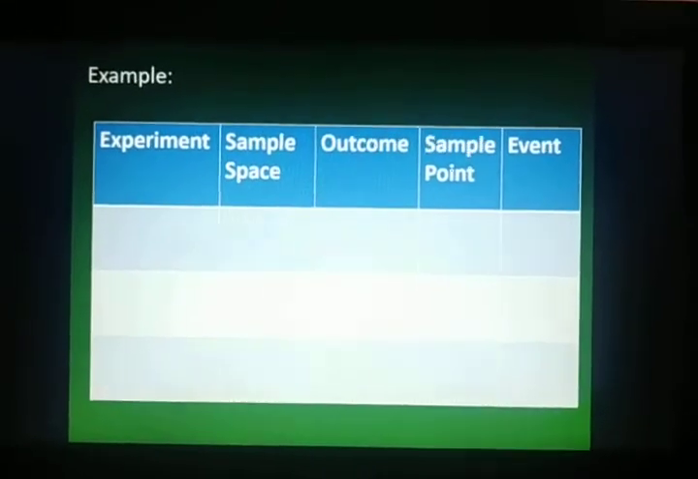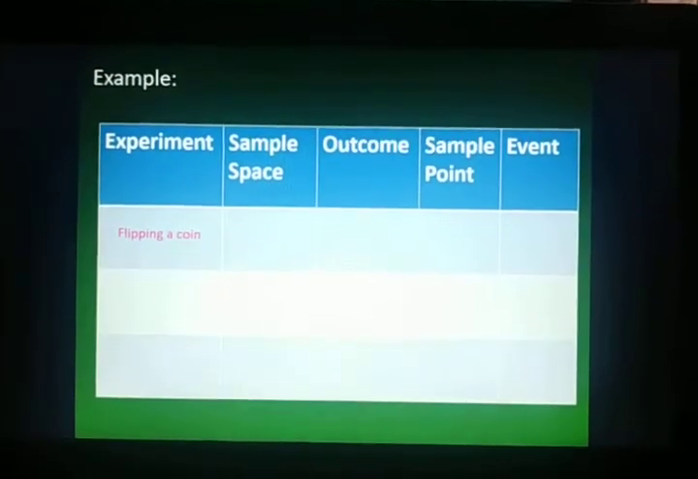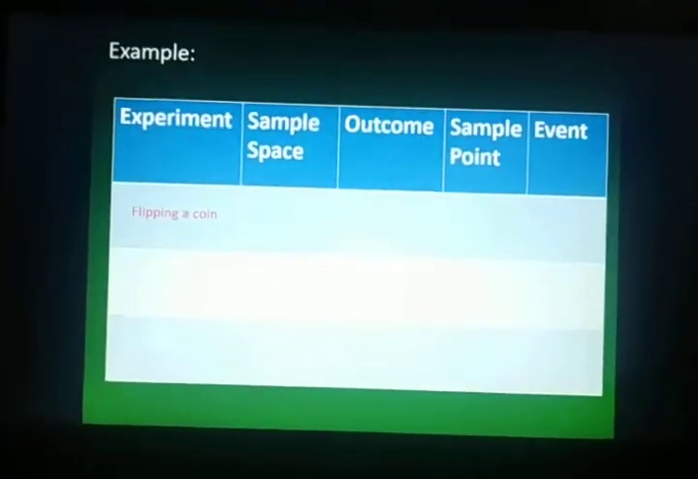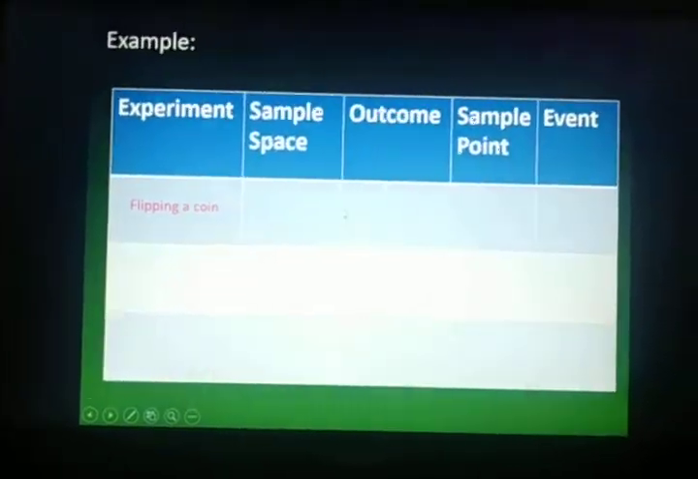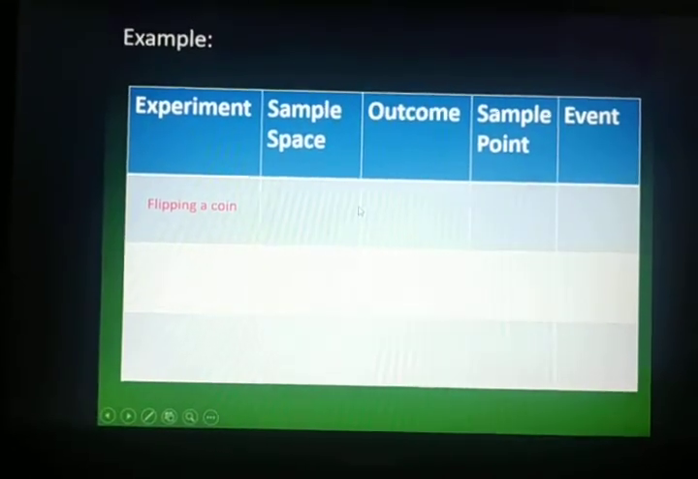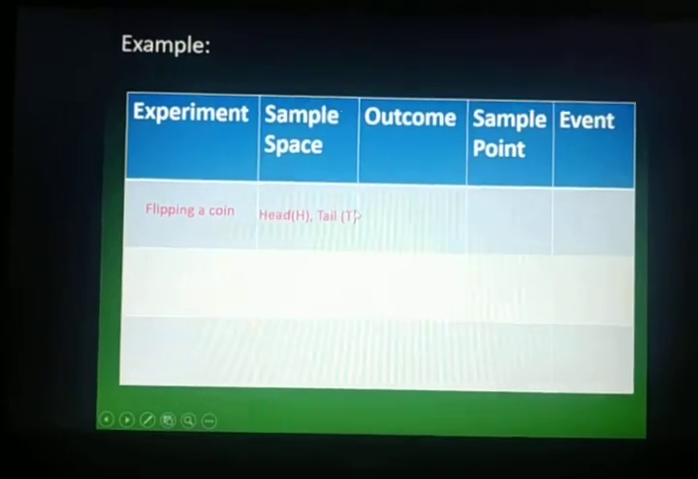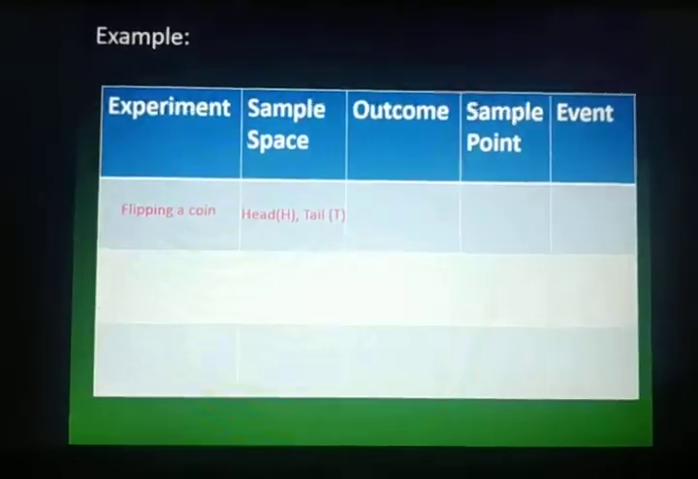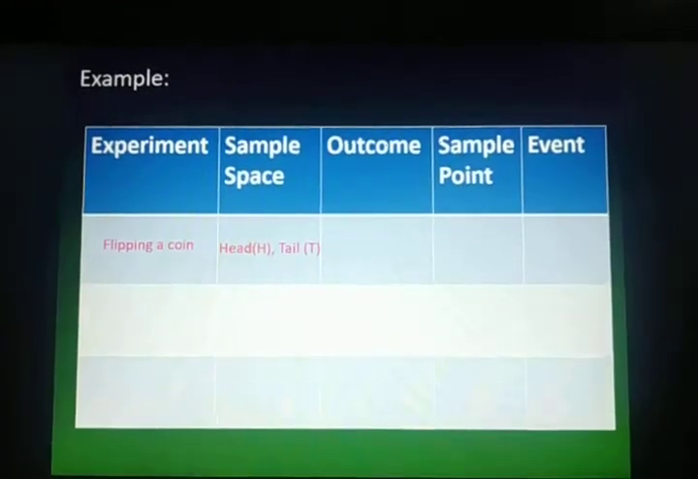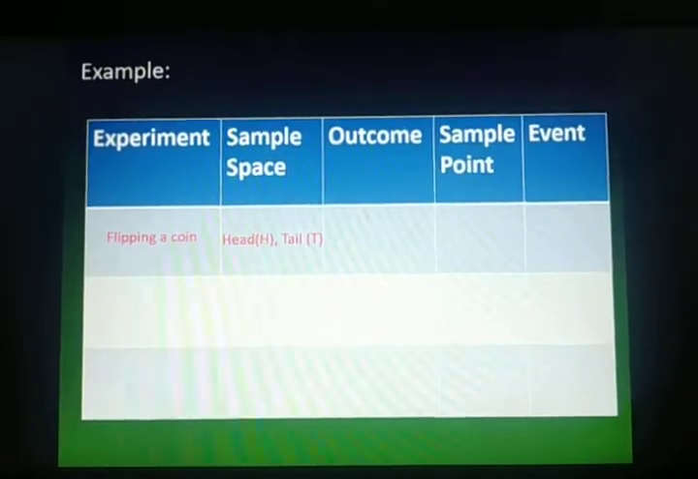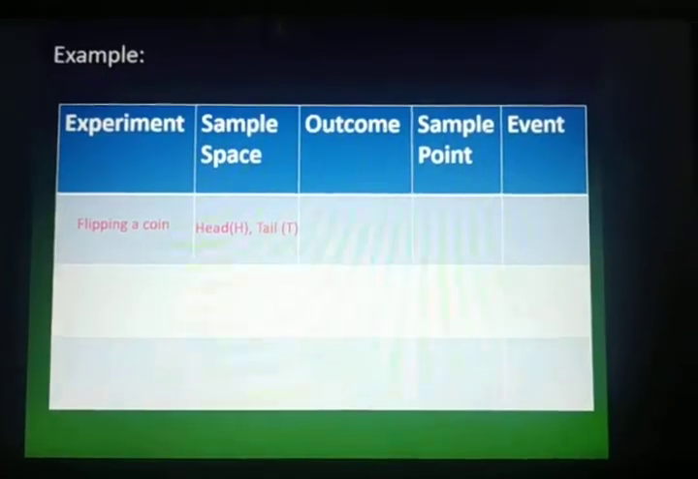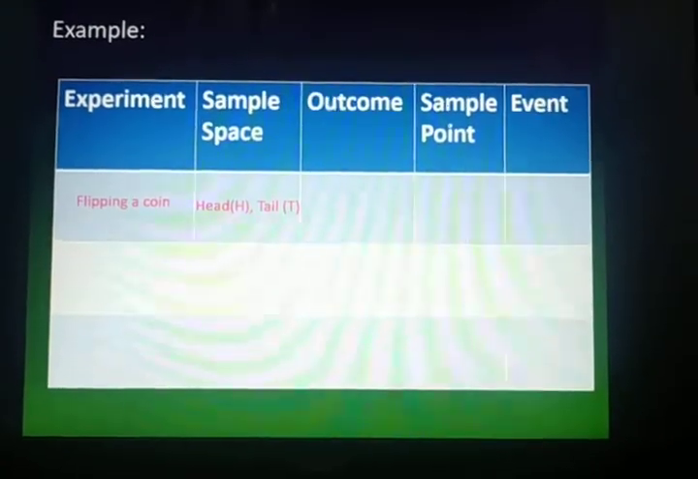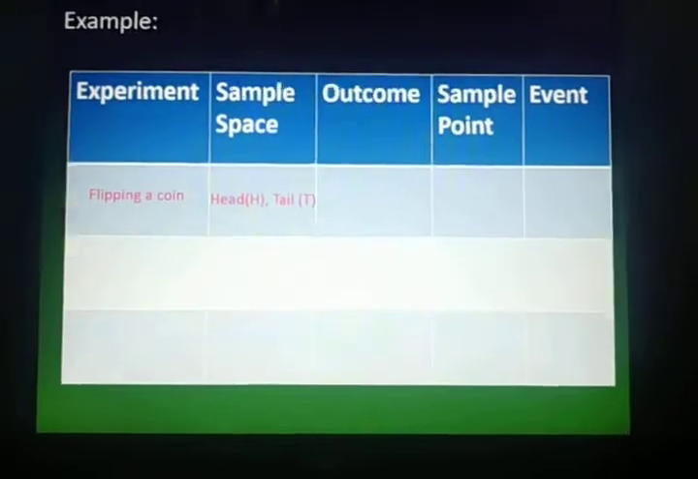Example experiment is flipping a coin. When you flip a coin, your sample space, or what can possibly come out of one coin, is a head or a tail. In America, they always say it's a head or a tail. The sample space, what can come out if you flip a coin, is head or tail.